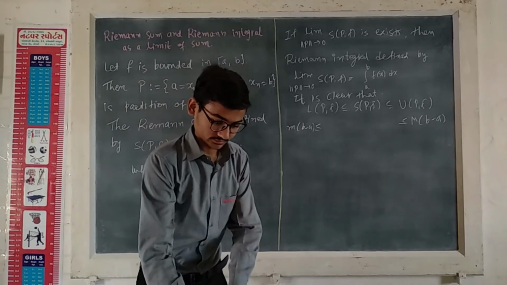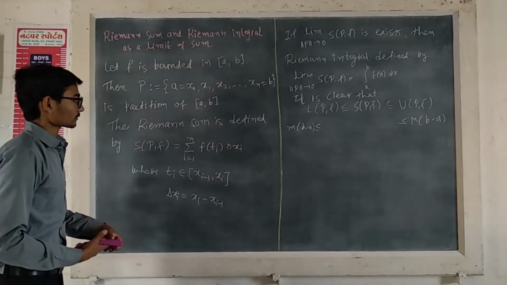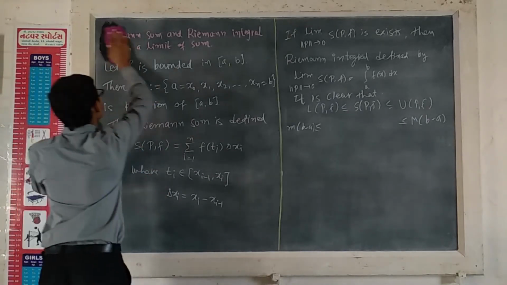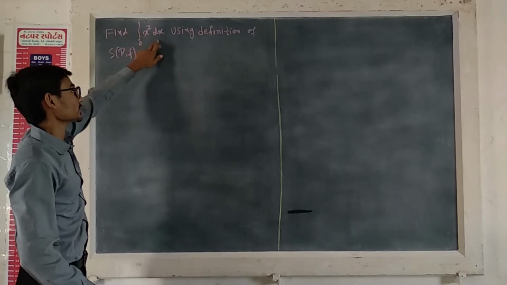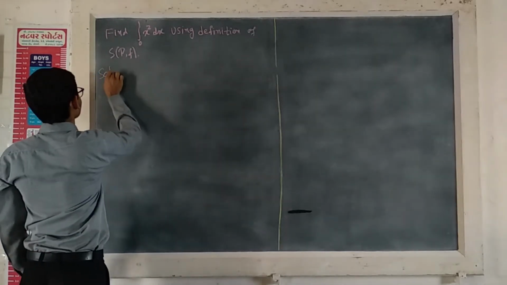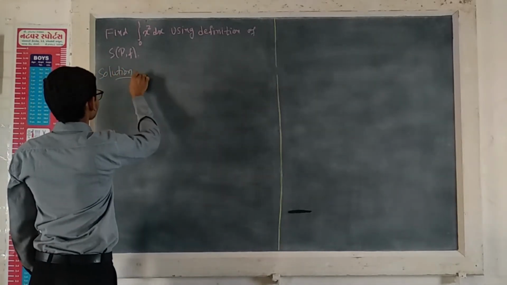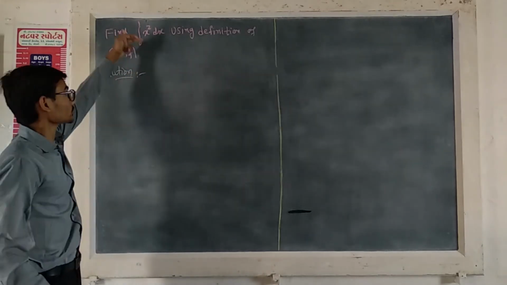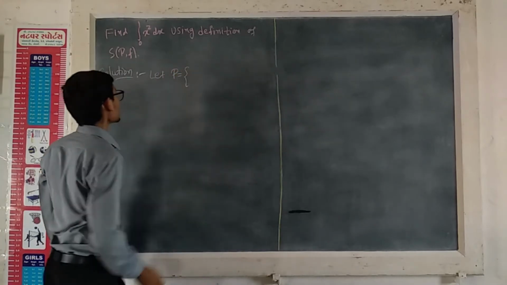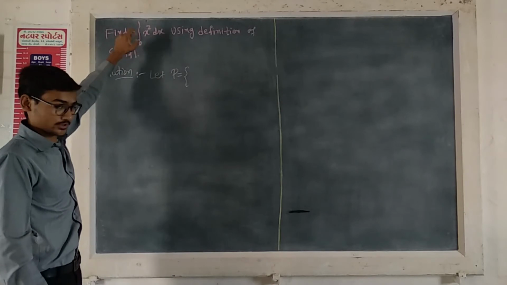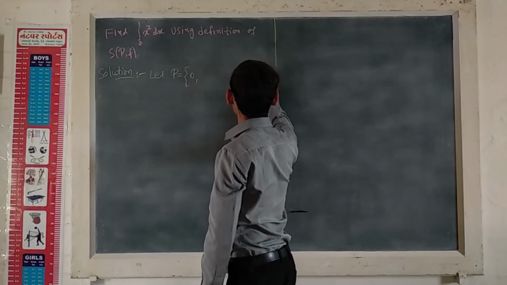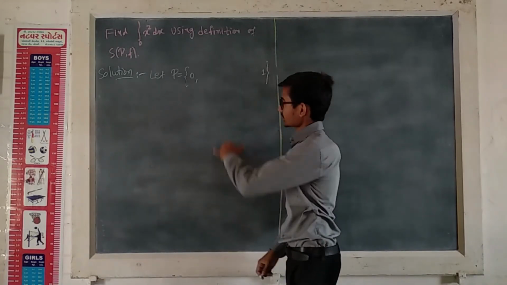Next is an example. Using the definition of S(P, f), find the Riemann integral. Find integration over 0 to 1 of x dx using the definition of S(P, f). Solution. First of all, we want to partition [0, 1] into n parts. Let P be the partition; the first element in this interval is 0, and the last element is 1.